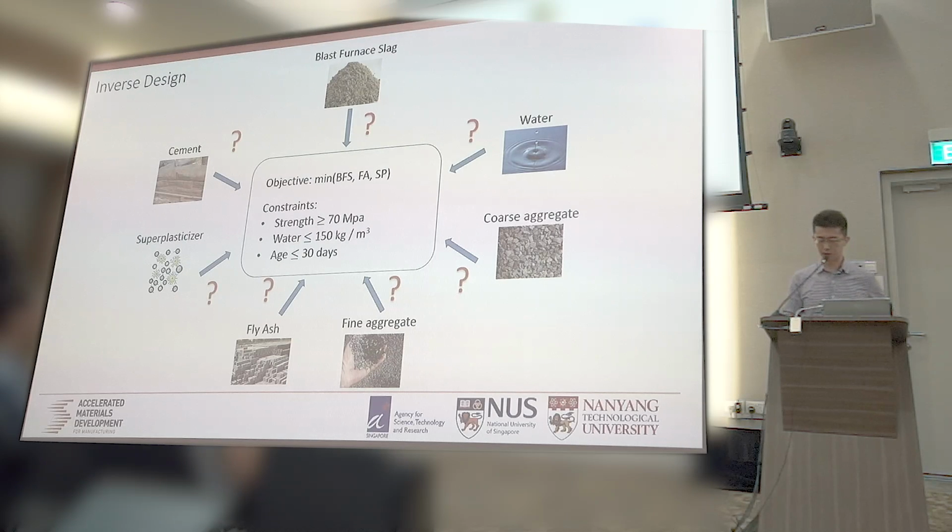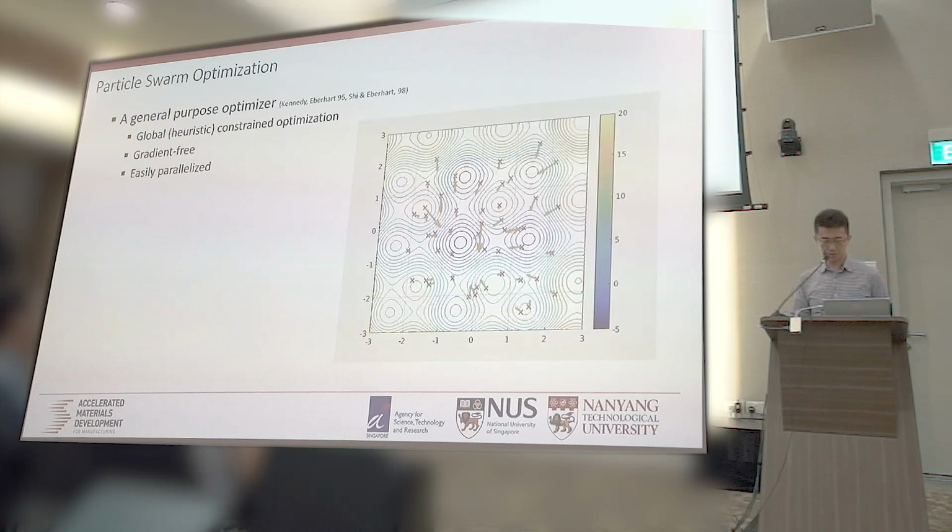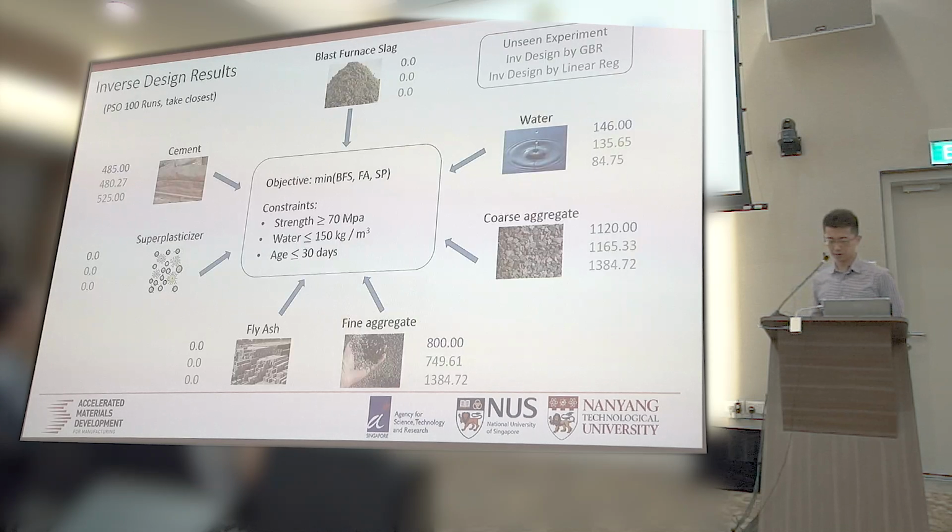Remember this is our task, and we do swarm optimization, and these are the results. I compare 3 different designs. The first one is the actual unseen experiment. This is the real thing that's supposed to happen, and we want the machine learning to help us get here without actually doing the experiment. You can see that the design by gradient boosting regression gets fairly close. This is the closest one I've seen from 100 runs.